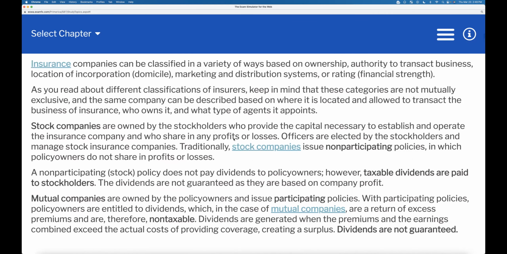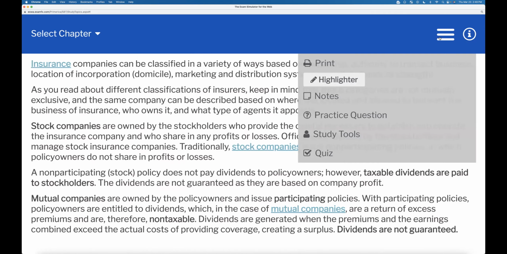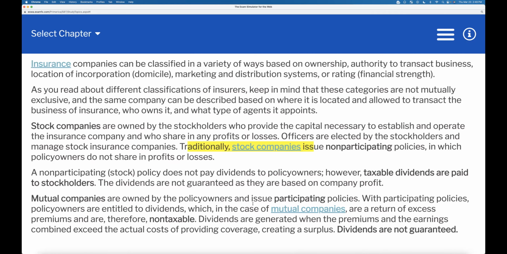They didn't even talk about stock companies and mutual companies. That's kind of weird. You have to know the difference between the two, but we didn't get any questions on that. Stock companies are non-participating. That means they don't pay dividends. Mutual companies pay dividends, right? They pay dividends to the policy owners. Dividends are not guaranteed, and the dividends are not taxable.